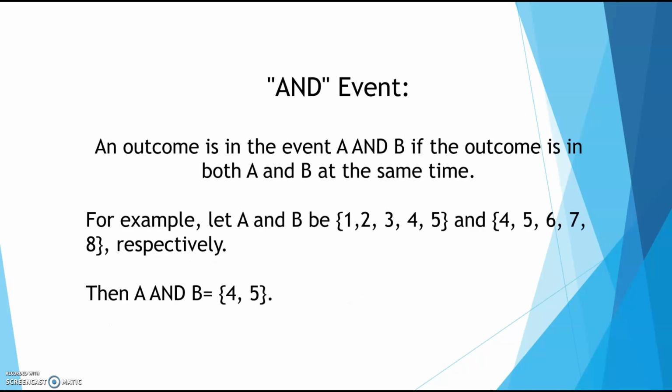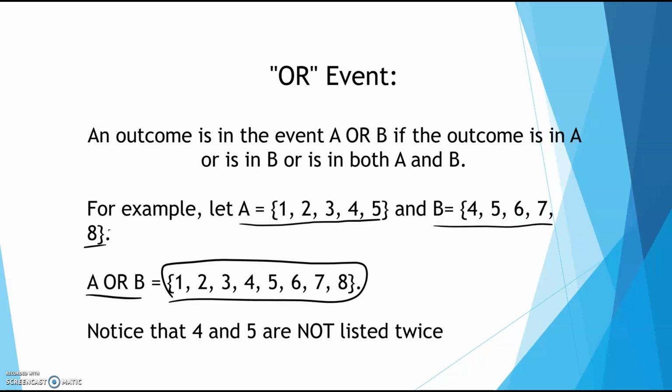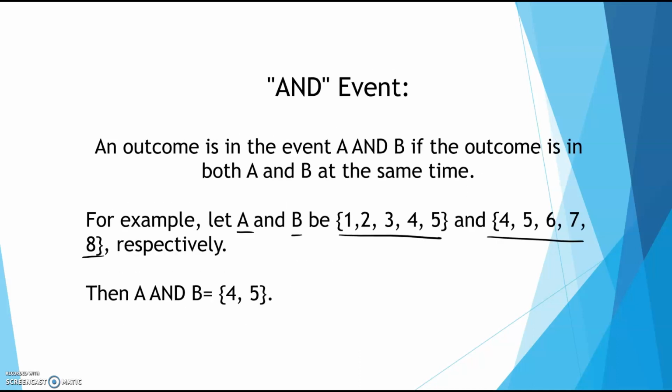And an AND event is just seeing where the two events have something in common. So if you look at this, this is A right here, and this is B right here. Between this one and this one, what numbers do they have in common? Well, that's just 4 and 5. So A and B would just be 4 and 5. So an OR event is putting everything together, no repeats. An AND event is finding what they have in common.